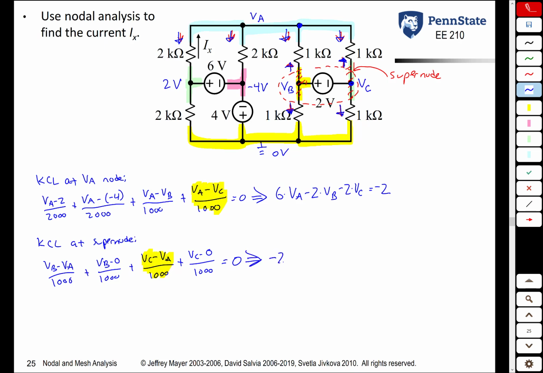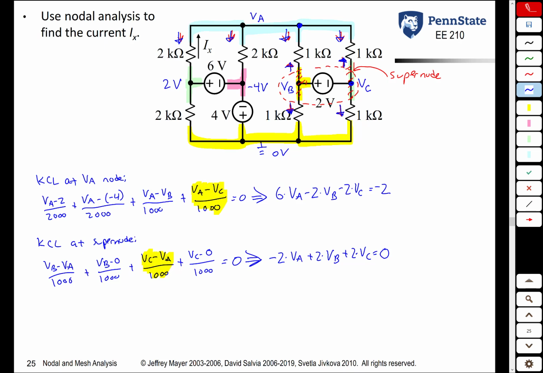Simplify that, we get minus 2 VA plus 2 times VB plus 2 times VC is equal to 0. So at this point, we've exhausted all of the KCL equations we can write. We don't write KCL equations at the green node or the pink node or the yellow node because there are voltage sources attached to them. And we had already done the VA node and the supernode.